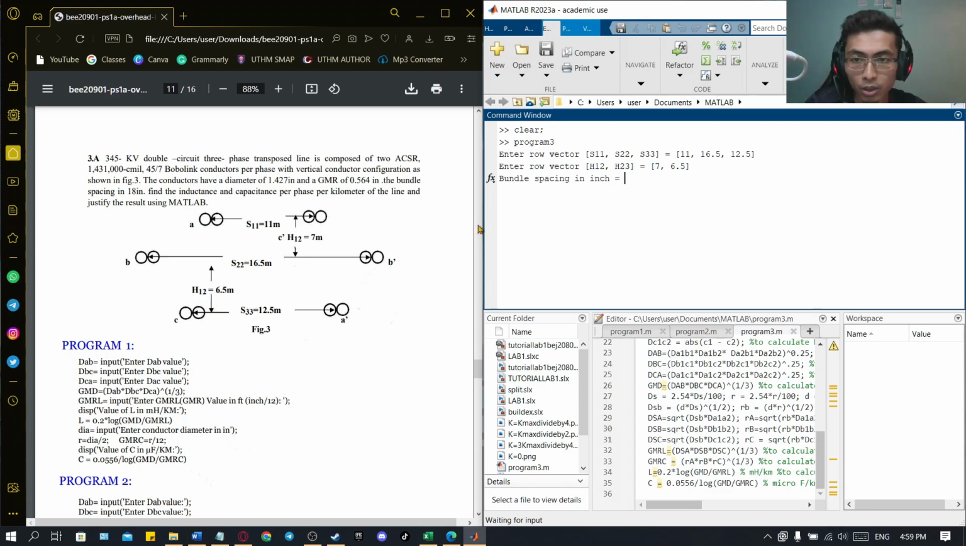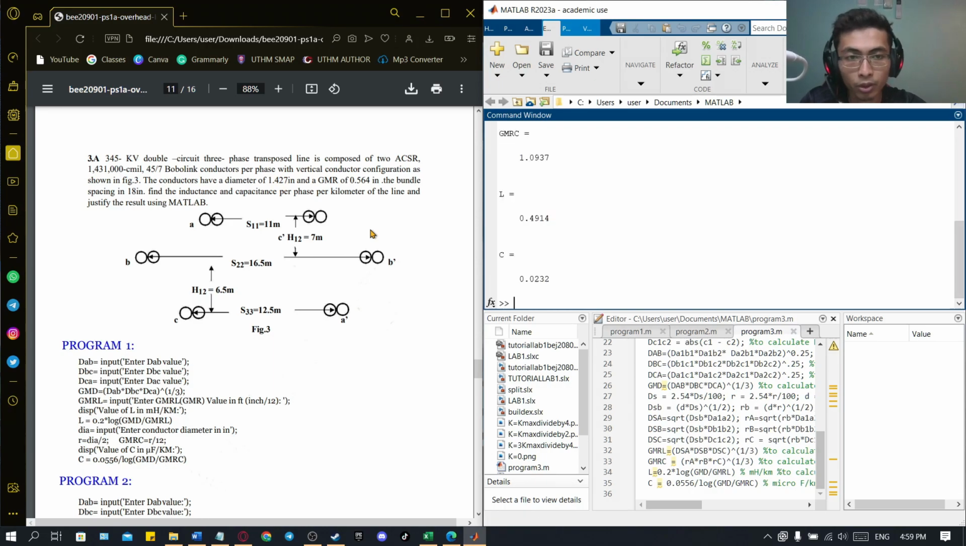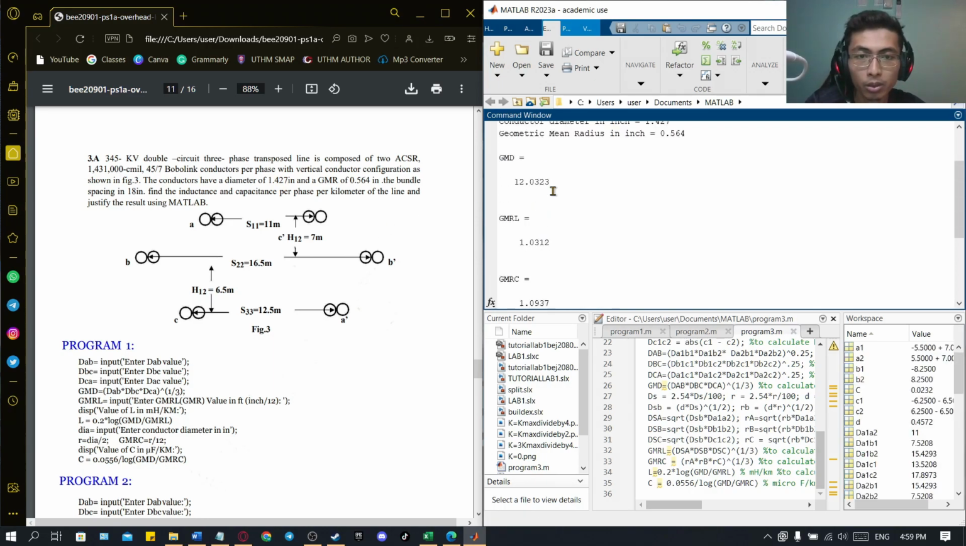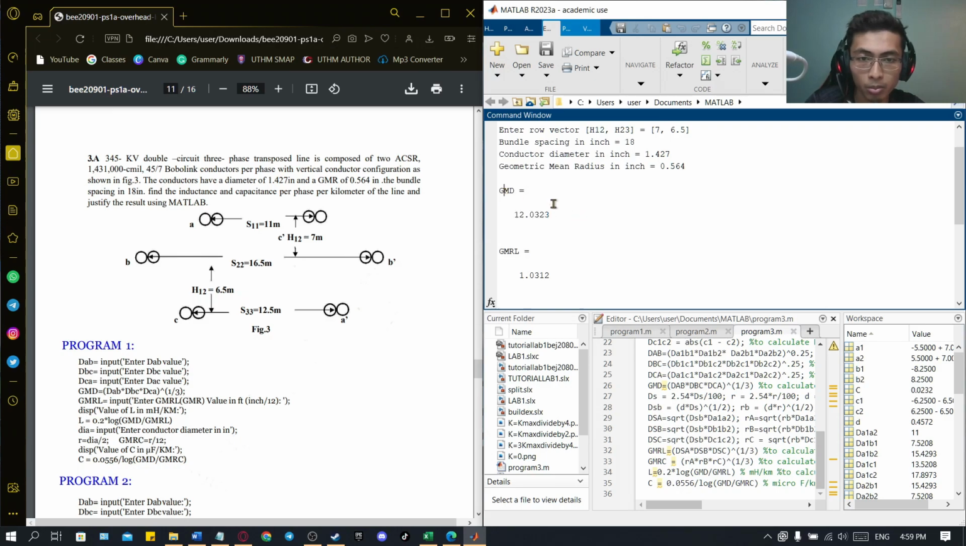The bundle spacing in inches is 18 inches. The conductor diameter is 1.427 inches. The GMR is 0.564 inches, and there we have it. We're going to receive the GMD, GMRL, GMRC, L, and C.